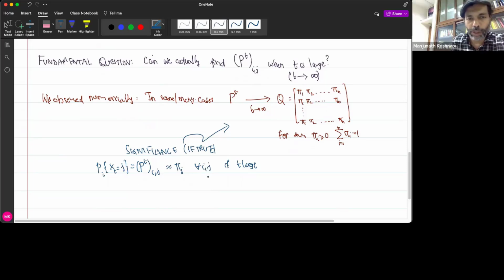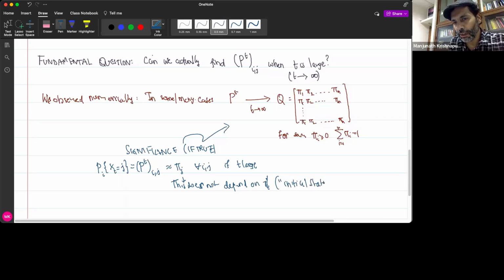Okay, so that is one feature. So what are the important things here? This pi_j does not depend on i. What that means is the initial state is forgotten. Irrespective of where you start, it looks like the chances are the same. But it also raises a question. What are these pi_j's? Pi_j's need not be equal.